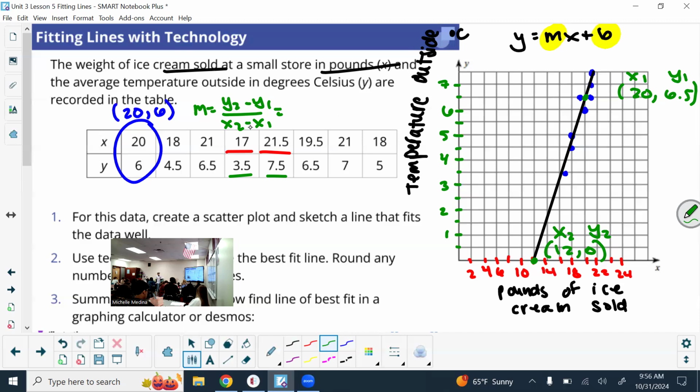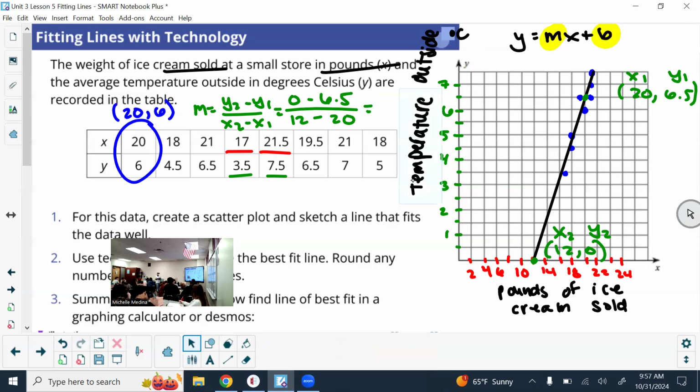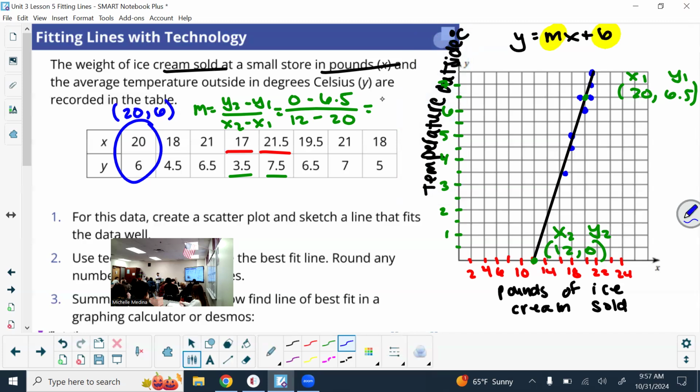Okay. So the way that I labeled it, my y2 is 0. My y1 is 6.5. My x2 is 12. And my x1 is 20. Notice the ones from the same coordinate are on top of each other when we're about to subtract. You can use a calculator for the math on this. Hopefully I'm not blowing anyone's mind by subtracting 0 minus 6.5 is negative 6.5. What's 12 minus 20? Okay, great.